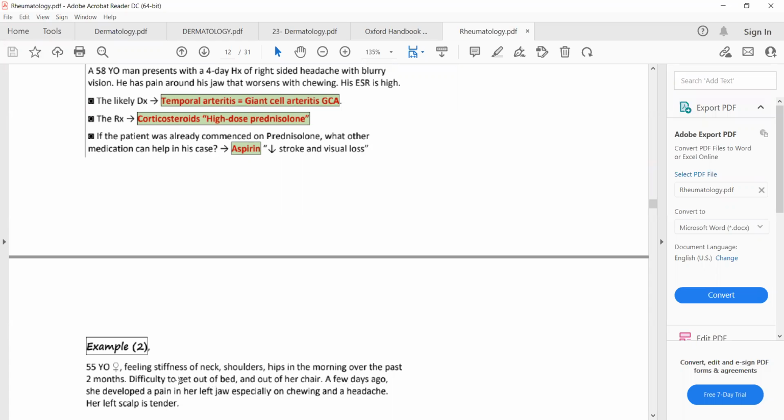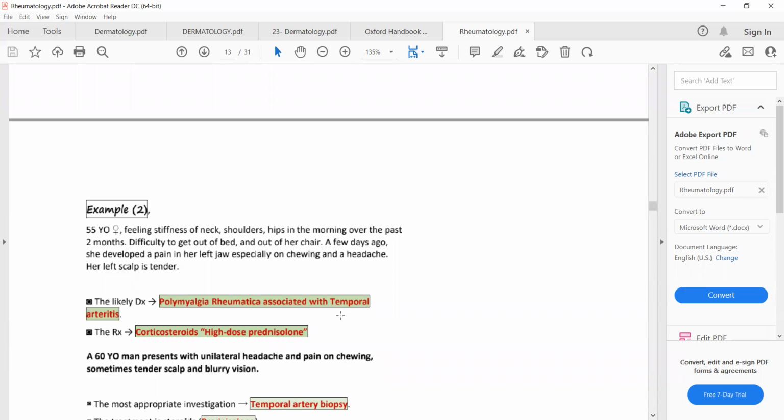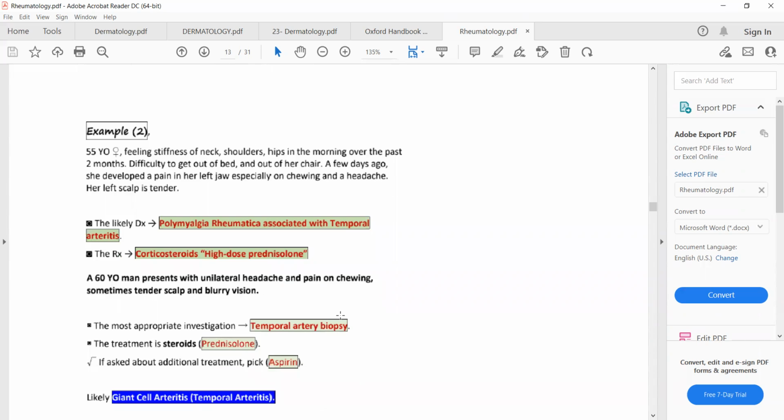Polymyalgia rheumatica, that's right. Because there is stiffness of neck, shoulder, and hips, and stiffness is a feature of polymyalgia rheumatica. Polymyositis presents with muscle weakness. A few days ago, she developed pain in her left jaw, especially on chewing, and a headache. Her left scalp is tender. Now we have discussed that giant cell arteritis occurs in association with polymyalgia rheumatica. So the diagnosis is polymyalgia rheumatica associated with temporal arteritis, and the treatment is high dose prednisolone.